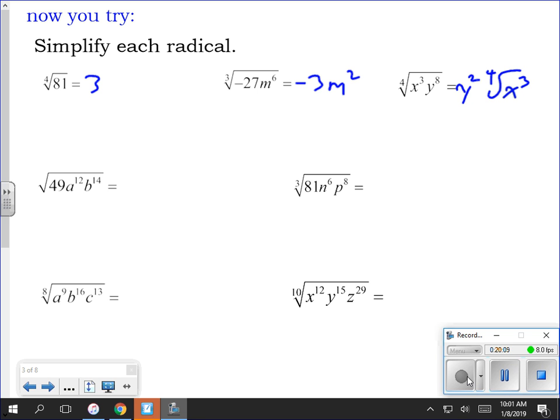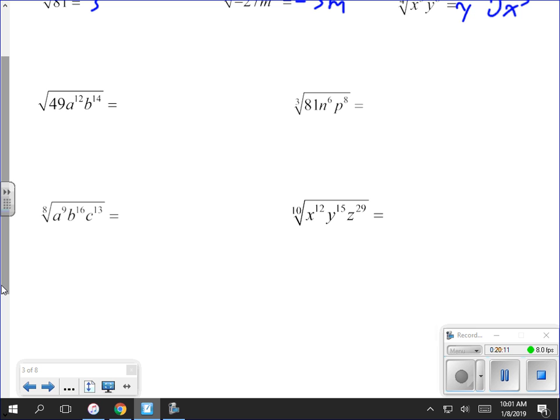Square root of all of these, square root of 49 is 7. And then because those are even, I just take half of those powers. A to the 6th, b to the 7th. Cube root of 81 is not doable.